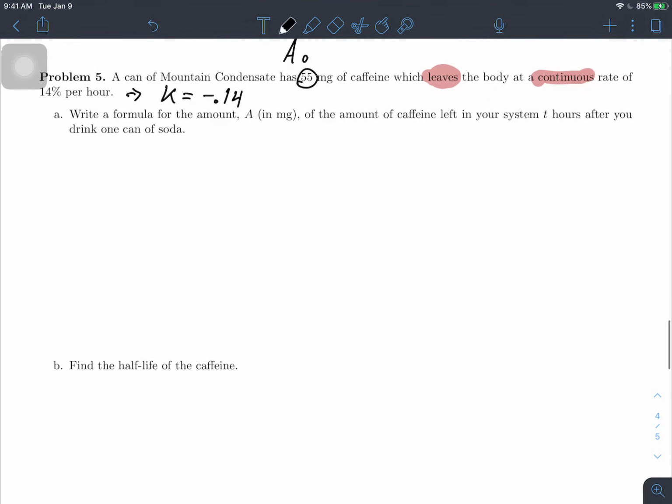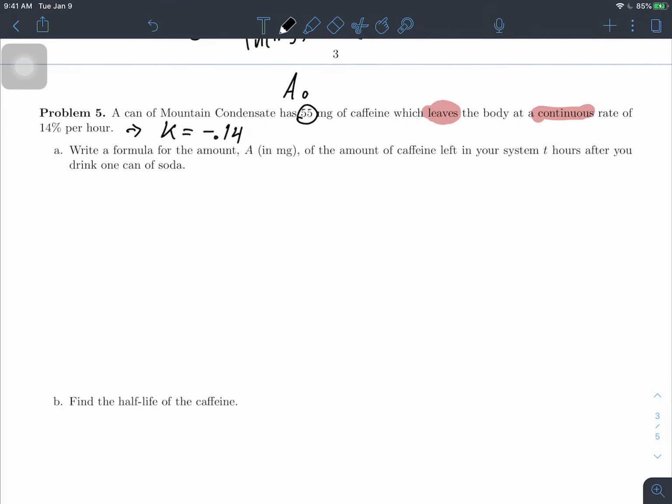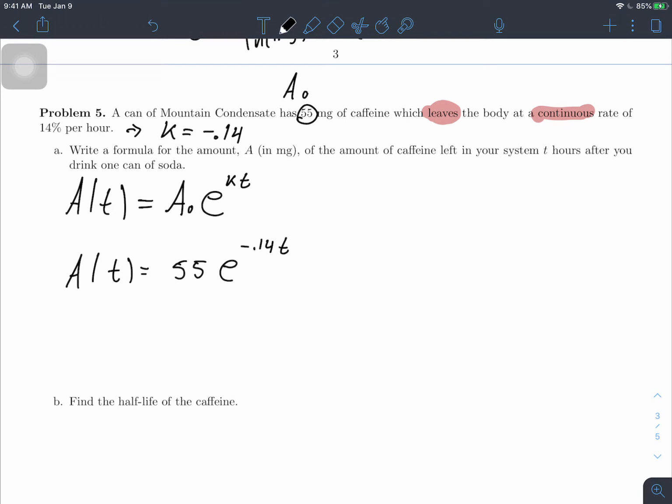So we chug a can of Mountain Dew. We immediately have 55 milligrams of caffeine in our body, and we want to know how much caffeine is left after T hours. So we're looking for an equation of the form A of T equals A naught e to the KT. Well, we already figured out A naught and K, so it's just going to be A of T equals 55 times e to the negative 0.14 t. That's going to be our equation.